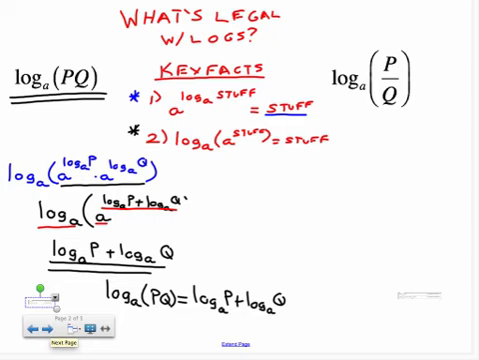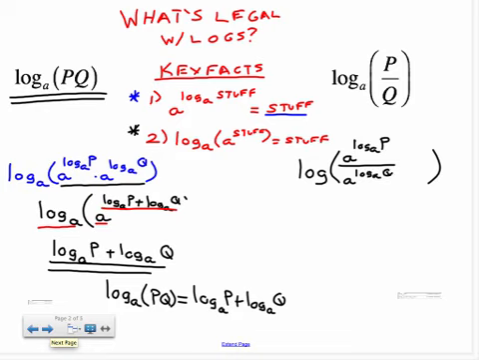Now, you're probably going to guess that there's a similar rule for division, and there is. So let's just quickly go through it. It's going to have many of the same steps. Log base A of P over Q can be rewritten, first of all, using the first key fact there in red. So P is rewritten as A to the log base A of P, and Q is rewritten as A to the log base A of Q.